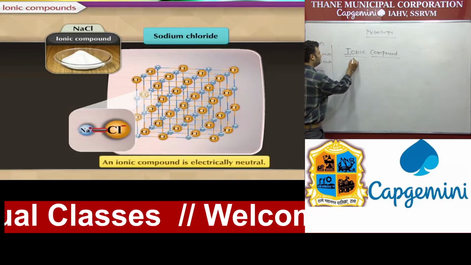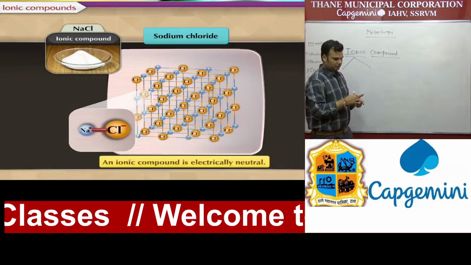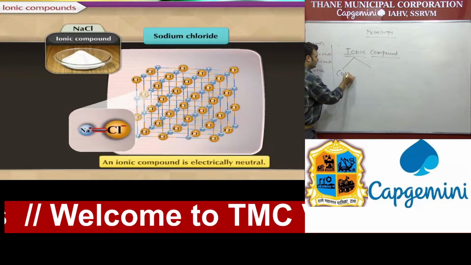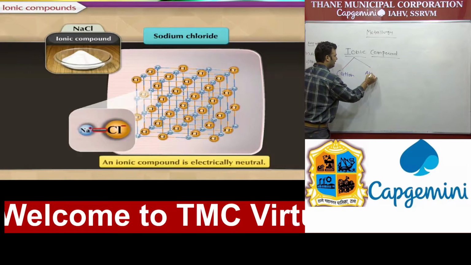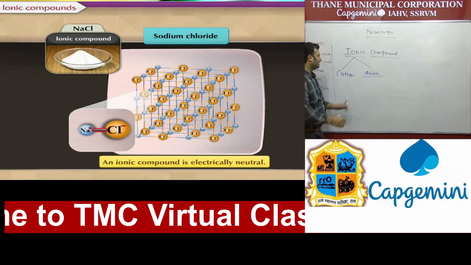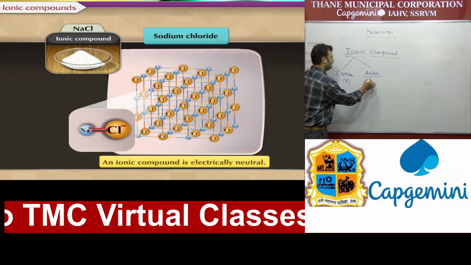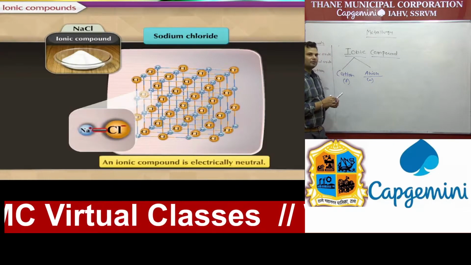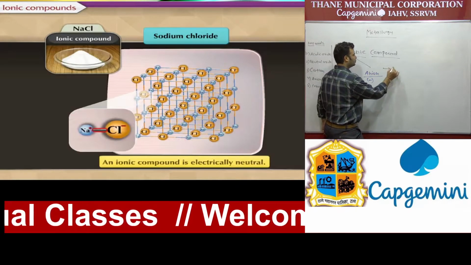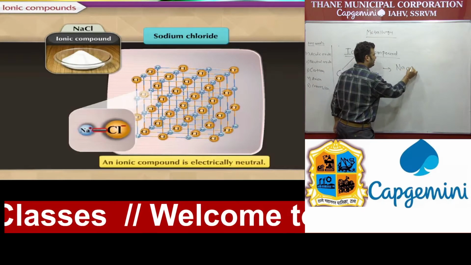The first one is cation and the second one is anion. So there are two ions, cation and anion. Cation is positively charged and anion is negatively charged. So we have to understand this concept. Take one example like sodium chloride, a simple example, NaCl.